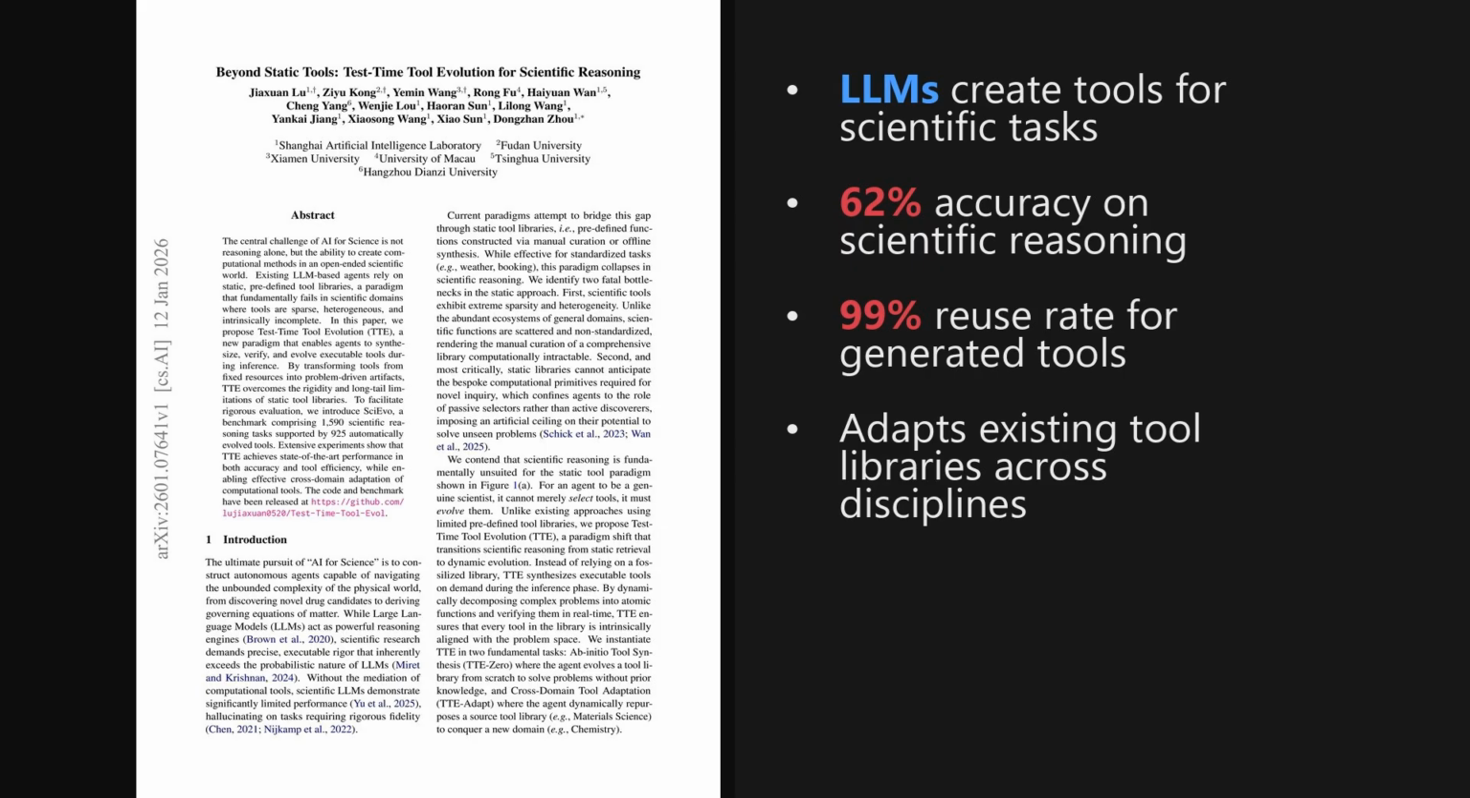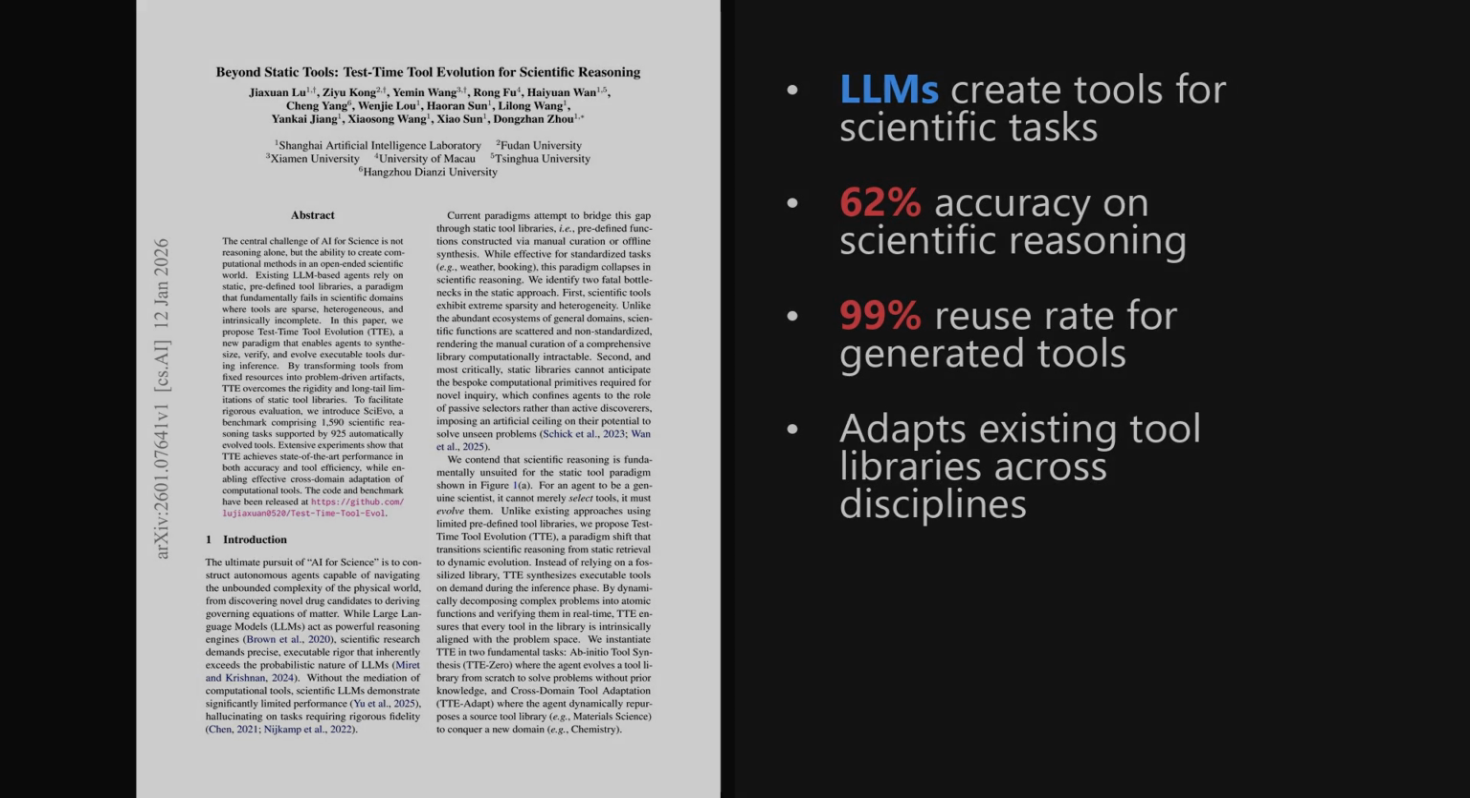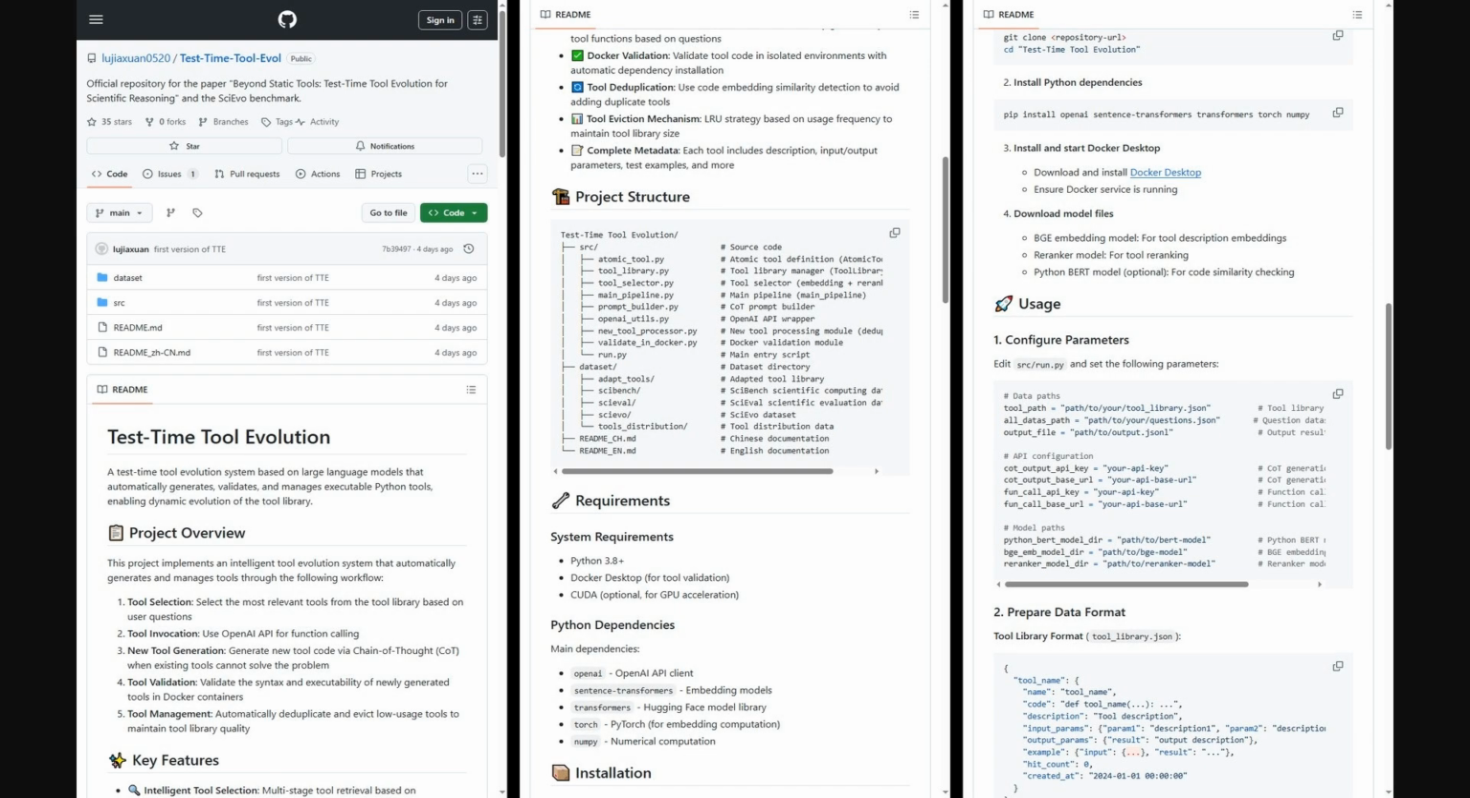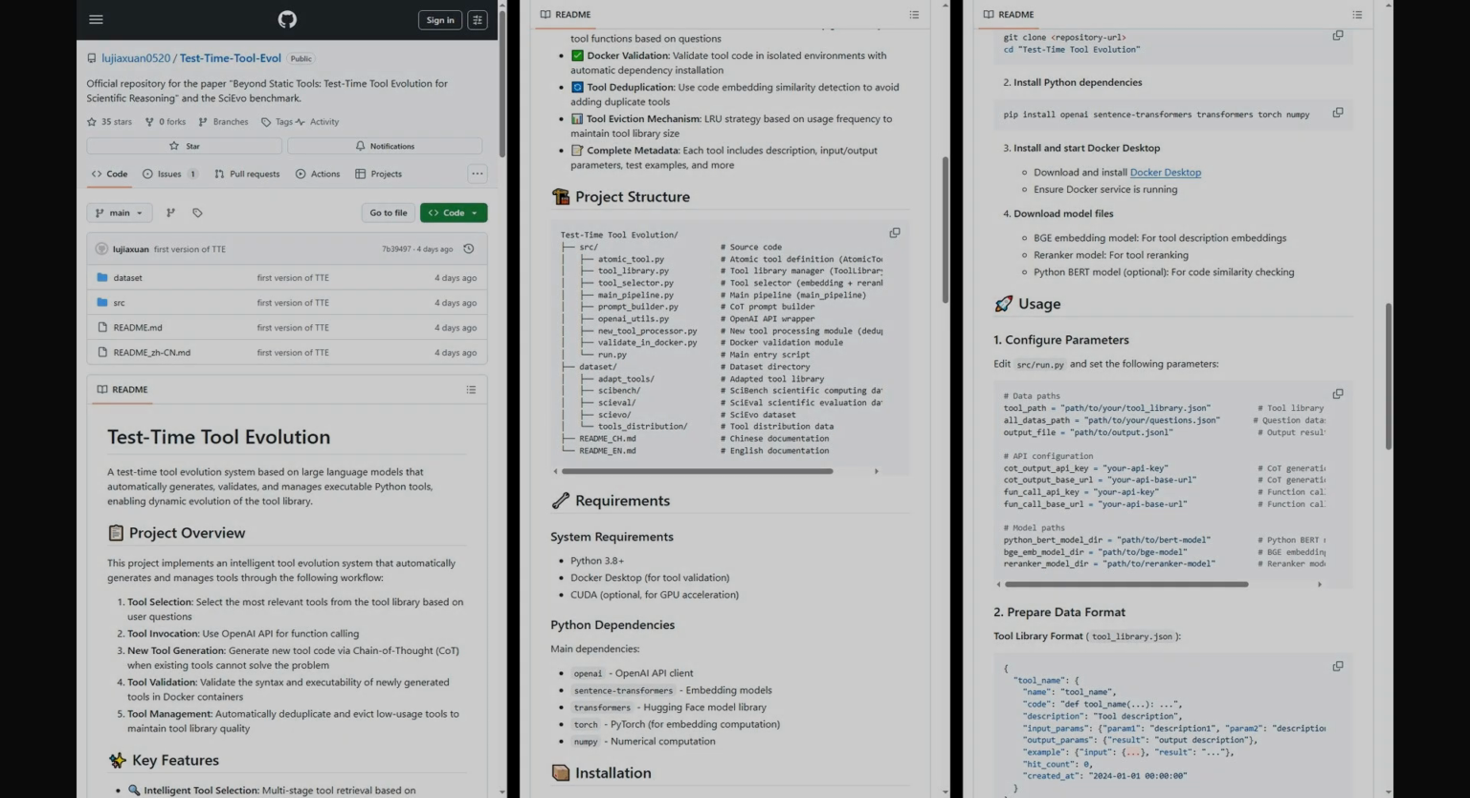The paper is titled Beyond Static Tools, Test Time Tool Evolution for Scientific Reasoning. And as we'll see shortly, this capability allows the model to achieve state-of-the-art performance on a massive new benchmark of scientific tasks. For those interested in the implementation, the authors have shared their code on GitHub.